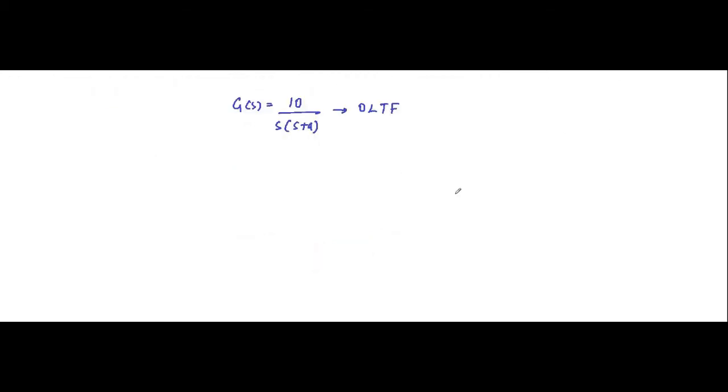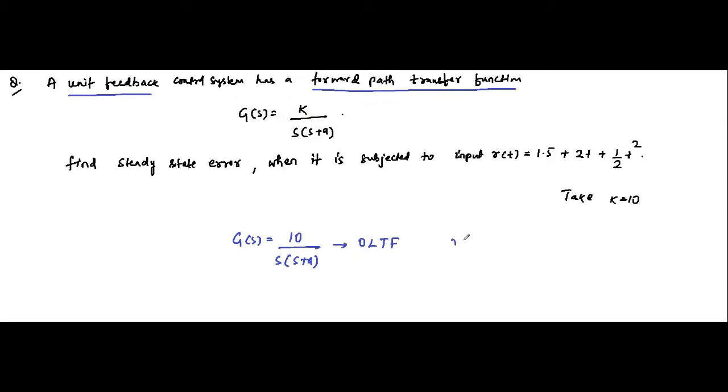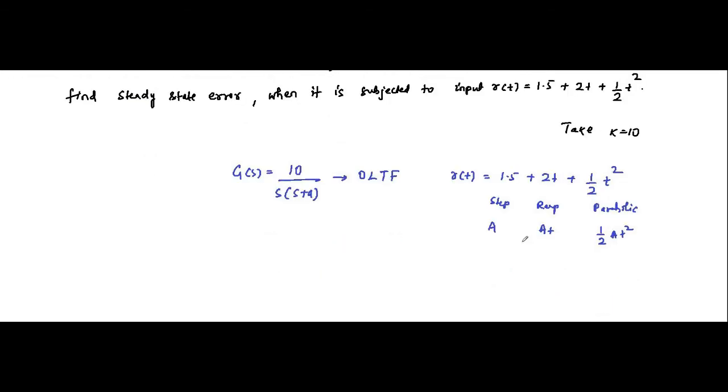Then as far as the input is concerned, the input is represented as 1.5 plus 2t plus half t square. So here it consists of three separate inputs: step, ramp and parabolic. If we compare them with the basic formats, here it is A, At and half A t square. Here the value of A is 1.5, here it is 2, and here it is 1. This is a unit parabolic input, this is a ramp input with slope 2, and this is a step input with constant value 1.5. So finding out the value of A for each input is very important.